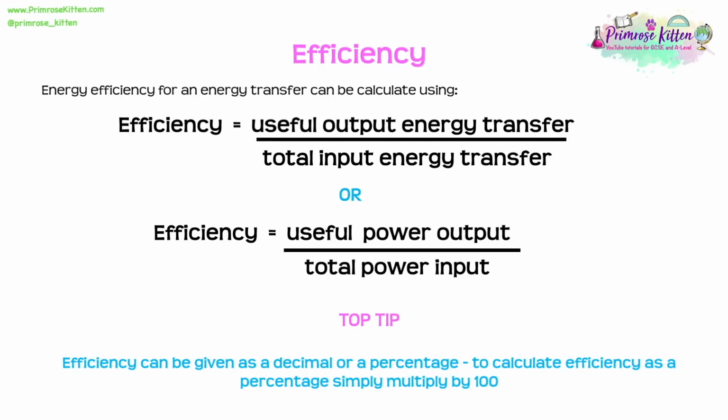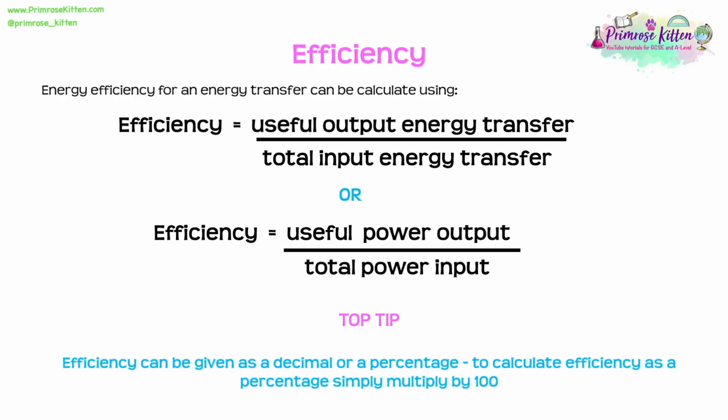The energy efficiency of an energy transfer can be calculated using one of 2 equations. Efficiency is equal to the useful output energy transfer divided by the total input energy transfer. So useful output over the total input. Alternatively, if we're given powers instead, we can say that the efficiency is equal to the useful power output divided by the total power input. So very similar idea. It's that useful output divided by the total input.